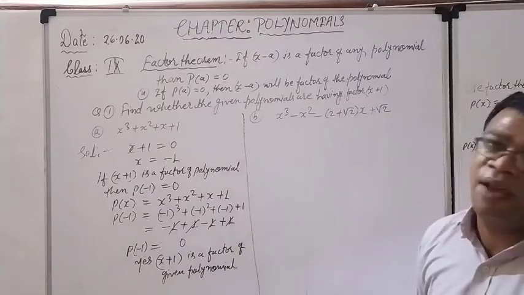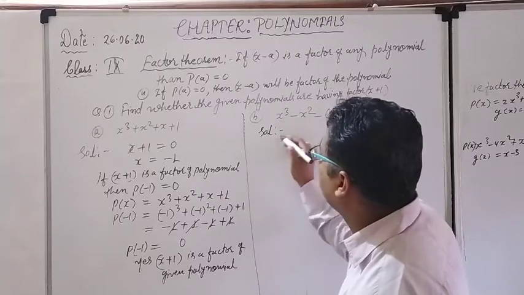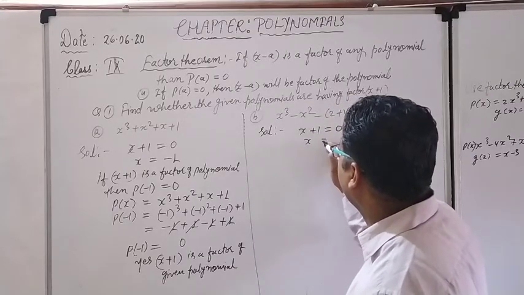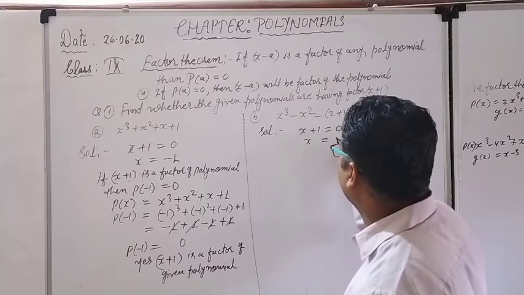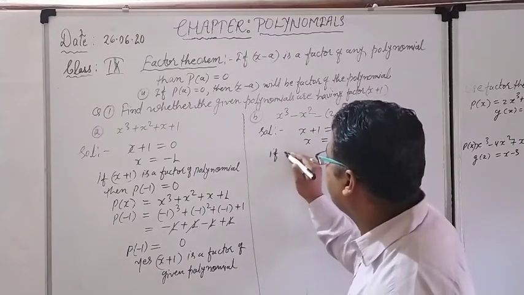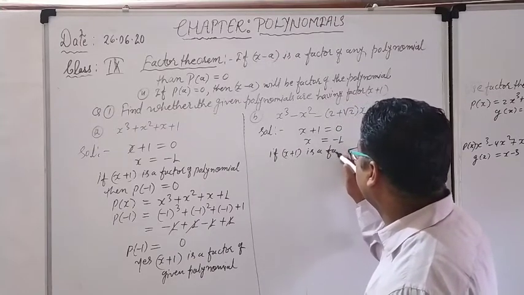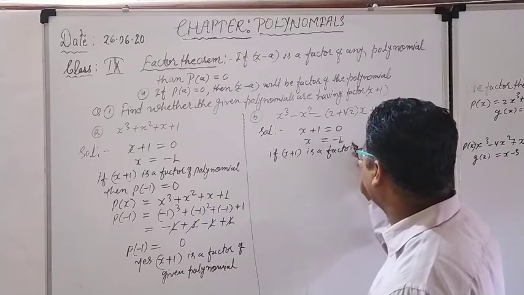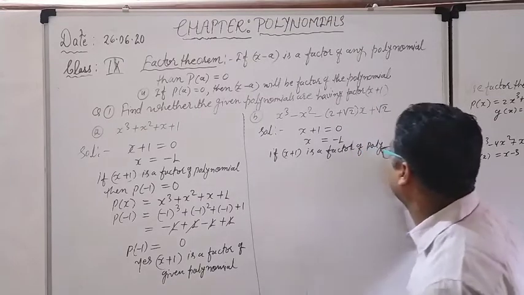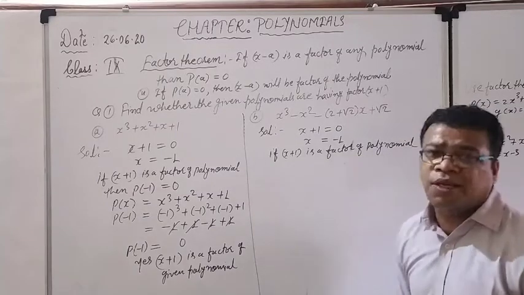Without wasting time, we have to go for the second one also. Again see the solution. Again we have to check for x plus 1. So we know that x plus 1 is equal to 0, so we can find the zero of the polynomial, that is equal to minus 1. Now again I write down the same statement: if x plus 1 is a factor of the polynomial. All the things are the same, no need to explain once again.